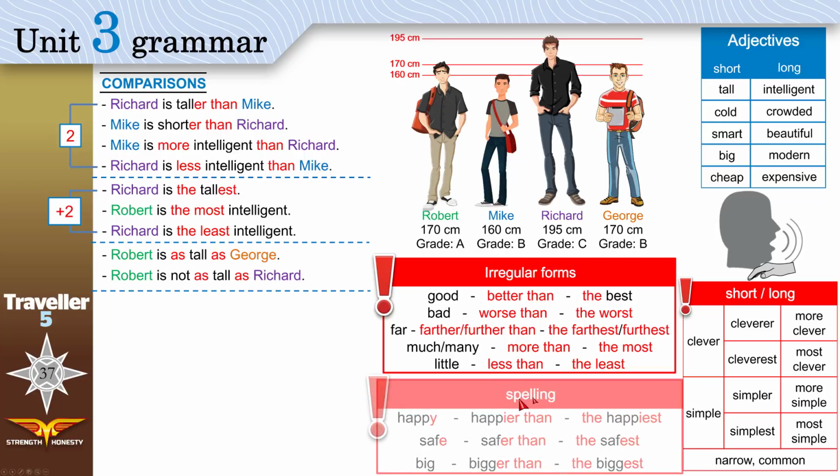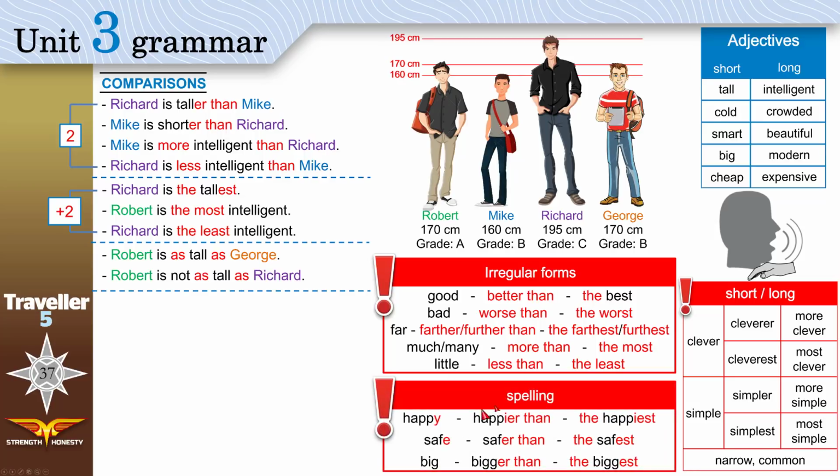Now, spelling. All adjectives ending in Y are considered or dealt with as short adjectives. You add ER to them or EST if you are comparing between more than 2. But what you do is that you change the Y into I.